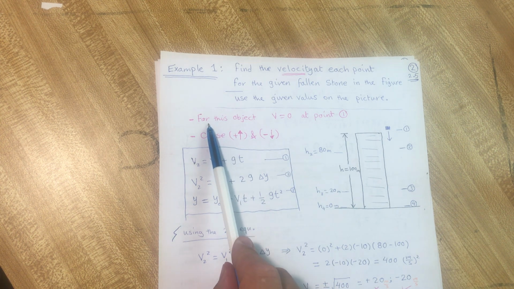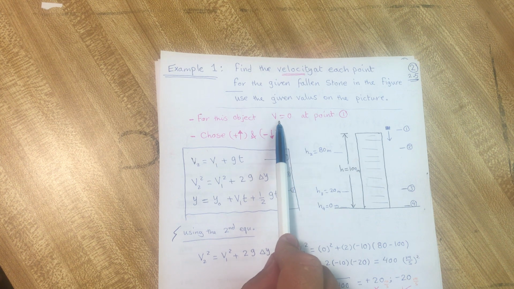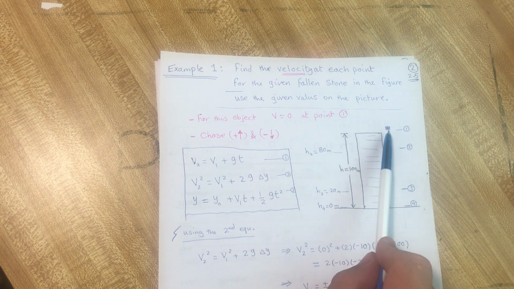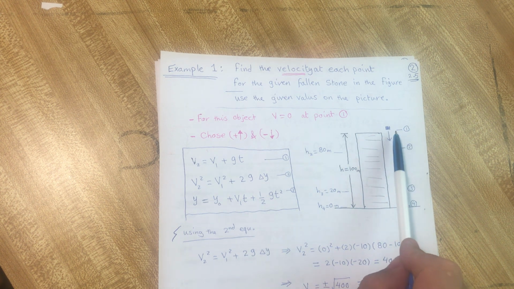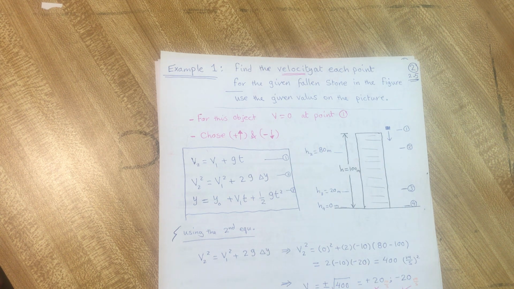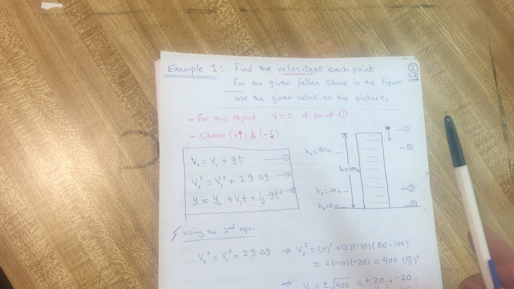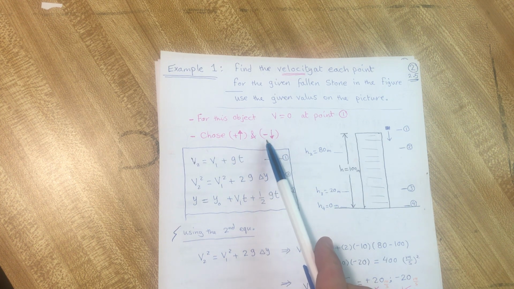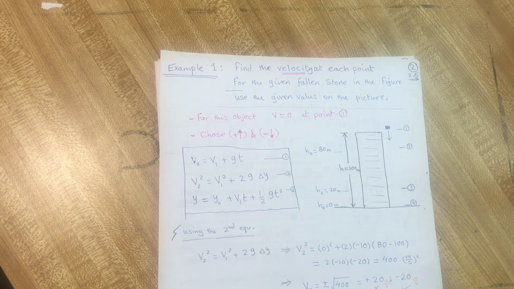Now, for this object, v is equal to 0 at point 1 because it starts its motion from that point. So v1 is equal to 0. Also, we need to choose the upward direction as positive and the downward as negative. And we have the equations.